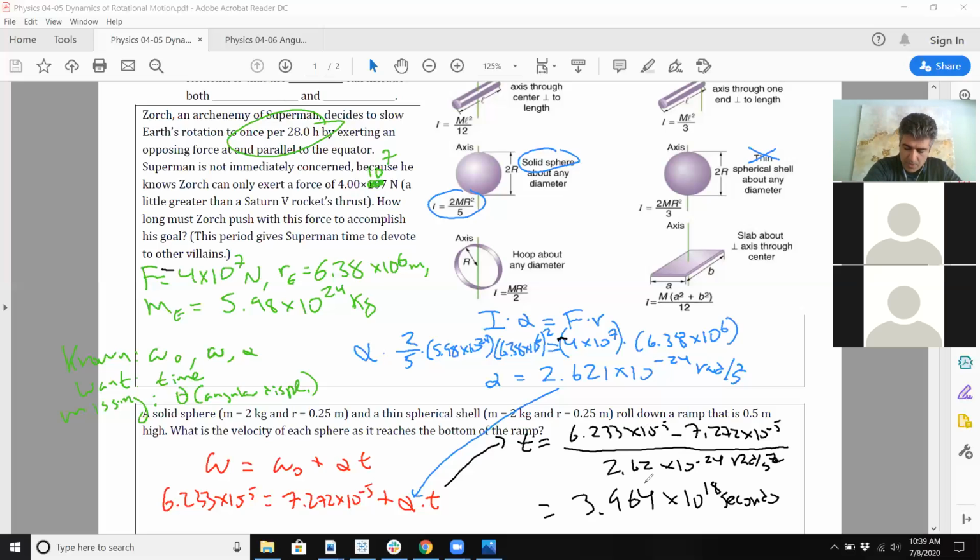If you actually were curious how long that would be in hours or days or whatever, or years, it actually would be 1.26 times 10 to the 11th years. So it would take a long, long time for that to happen. But you can leave the answer in seconds, that's fine. So yeah, the key takeaways here is knowing the right kinematic equation.